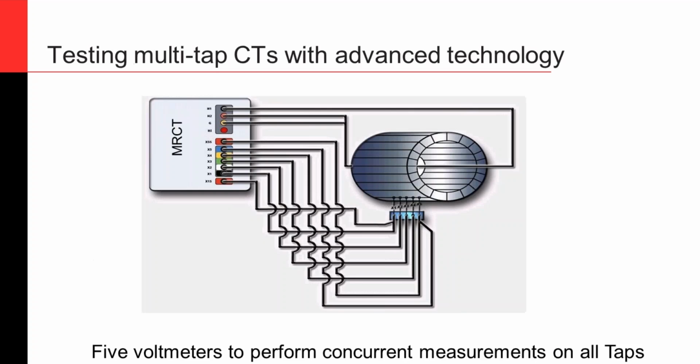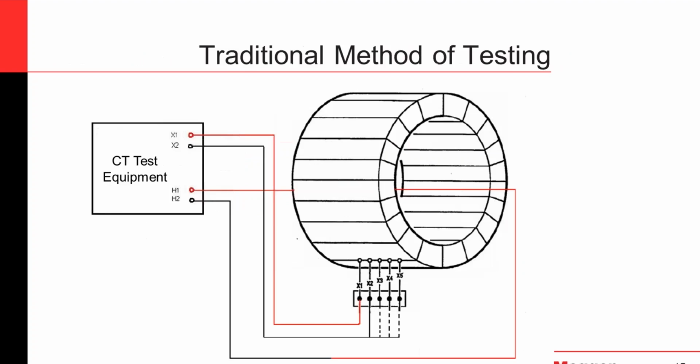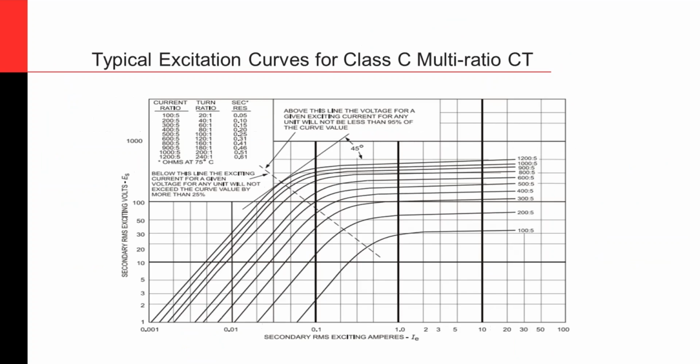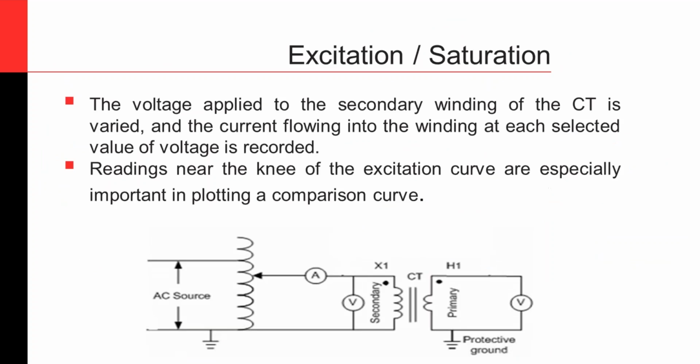Okay. So when you're doing a saturation test, let's go back here. What are you doing? You apply voltage on the secondary winding of the CT, or you vary the voltage applied on the secondary, and then you measure the current flowing on each secondary winding. All right, so that's what you're doing.